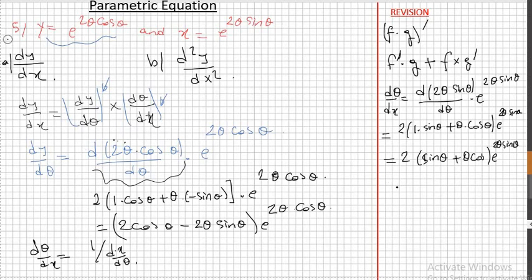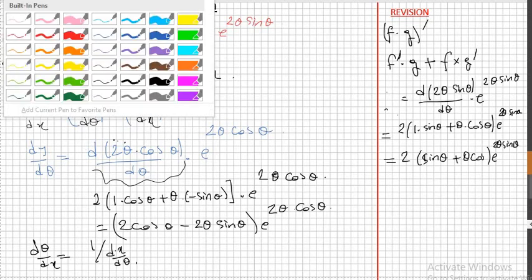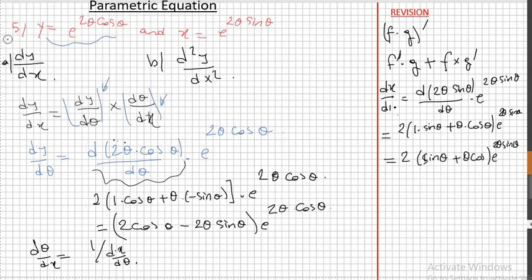So far, this is actually the derivative of x, the derivative of x with respect to theta. Now I have to determine the derivative of theta with respect to x. That is just the inverse. So we have 2 sine theta plus theta cos theta e to the power of that.